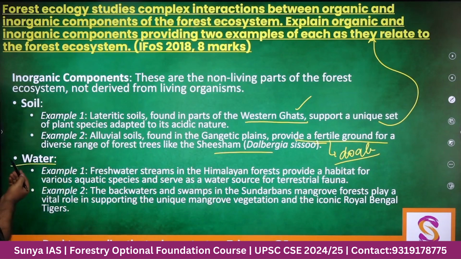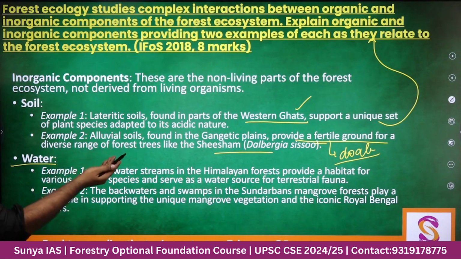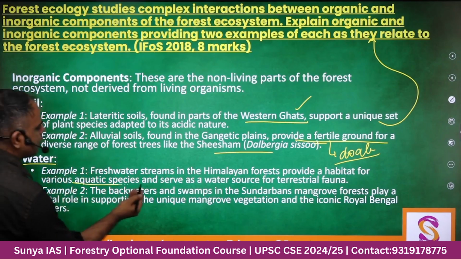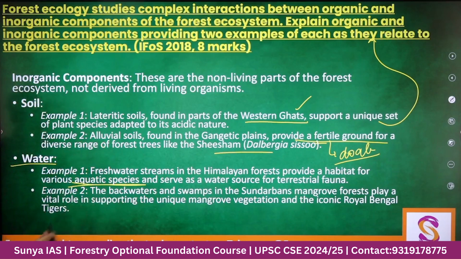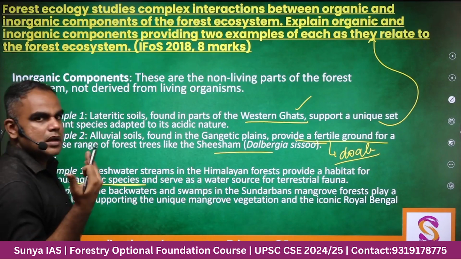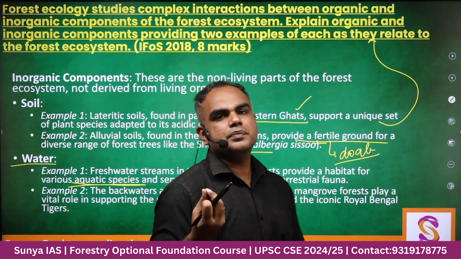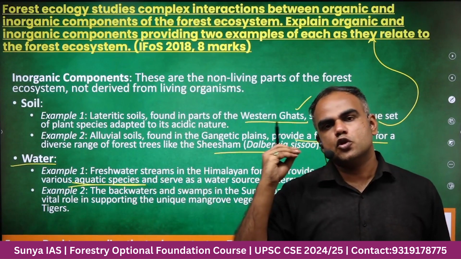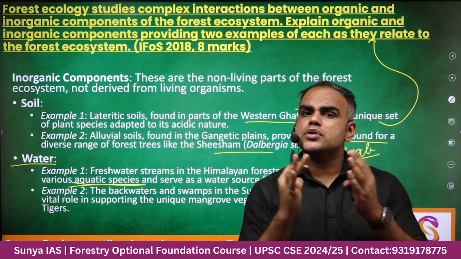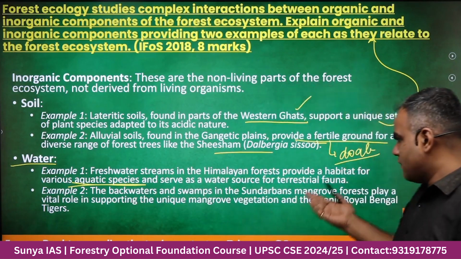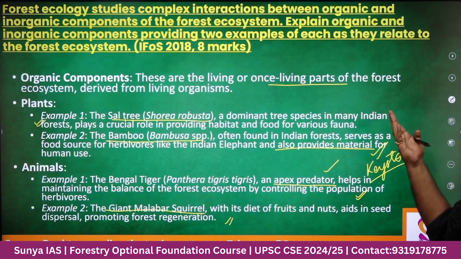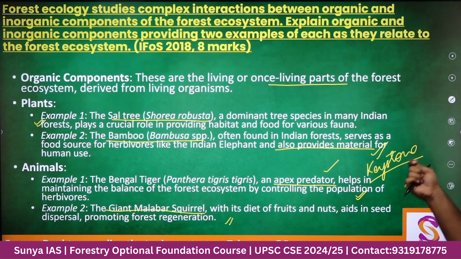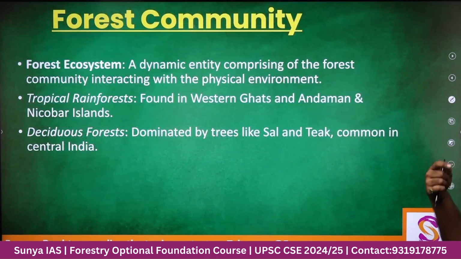Then you have water. So here also, let's say, water streams in Himalayan forests provide a lot of habitat for these aquatic species. That's number 1. And similarly, you have Sundarbans, mangrove, etc., which is very much important for, let's say, the Sundari tree, okay, the Sundari mangrove, or let's say the Royal Bengal tiger. So that also supports a very good important ecosystem. And we have been seeing Sundarbans overall in our lectures, right? So again, I'm just telling you, forest ecology, these kinds of questions are getting asked in this topic. Okay, so that is one.